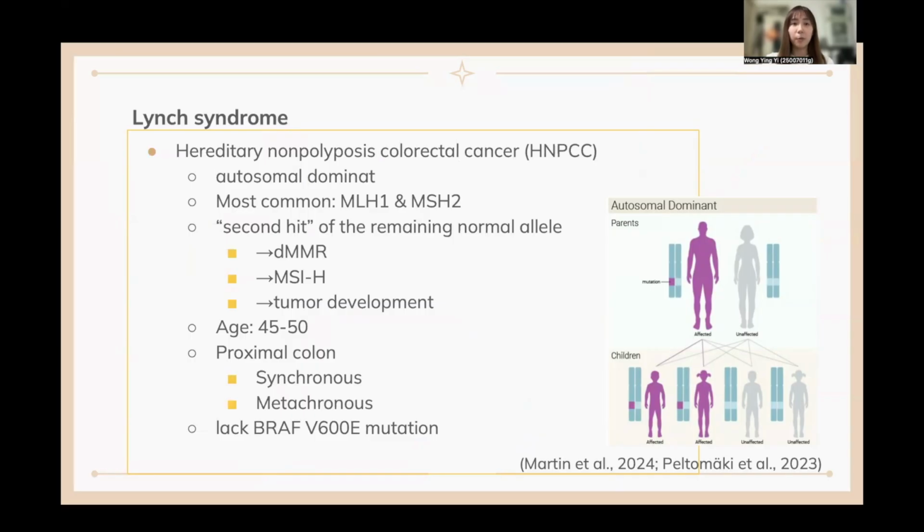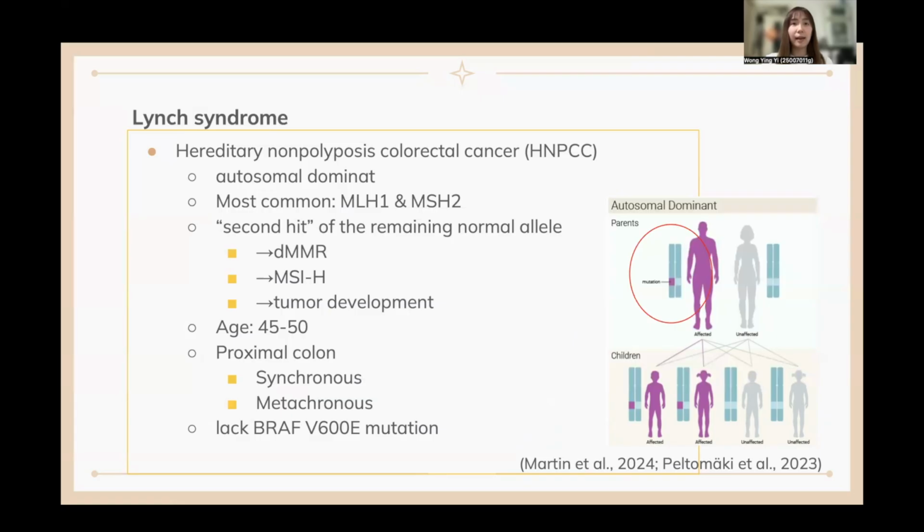In Lynch syndrome, which is also called hereditary non-polyposis colorectal cancer, germline heterozygous pathogenic variants in MMR genes, most commonly in MLH1 and MSH2, are inherited in an autosomal dominant pattern. Therefore, a somatic second hit that inactivates the remaining wild-type allele will cause biallelic inactivation and then dMMR, causing high MSI and leading to tumor development.